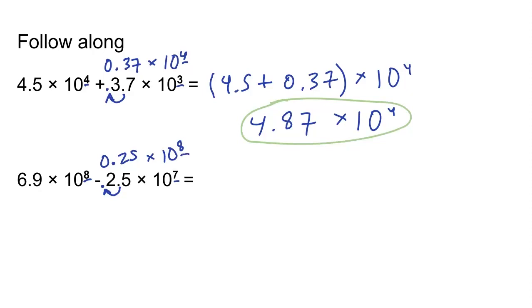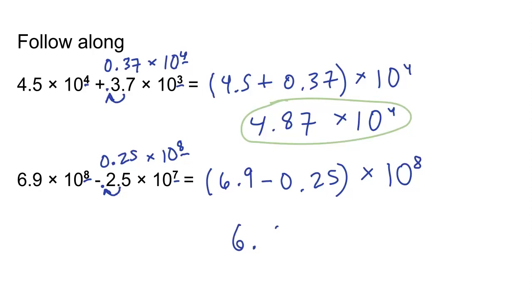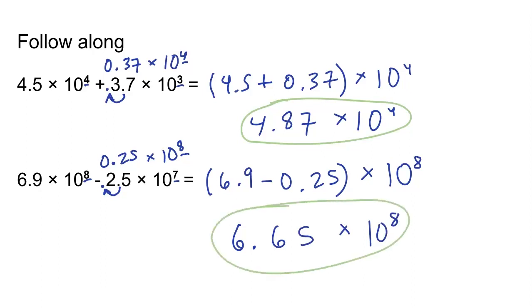And now I have the same exponent. So I can go ahead and subtract the coefficients, which is 6.9 minus 0.25 times 10 to the 8th power. And 6.9 minus 0.25 is 6.65 times 10 to the 8th power. And that's my final answer.